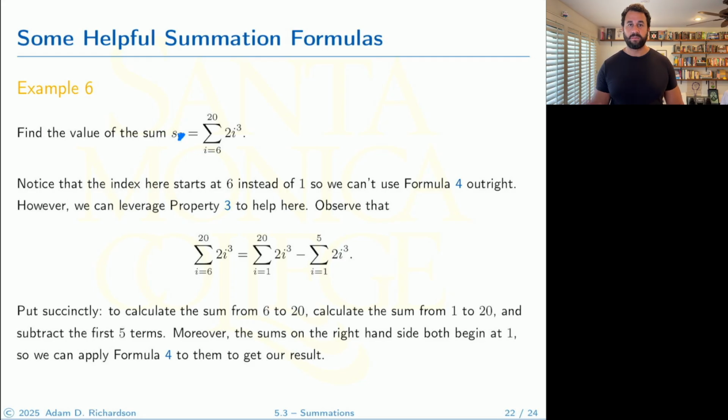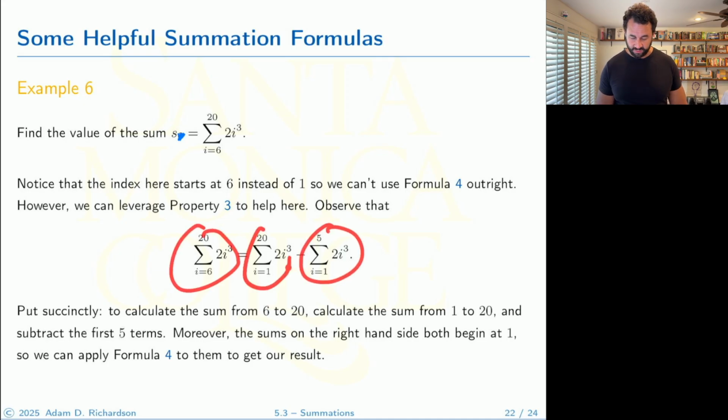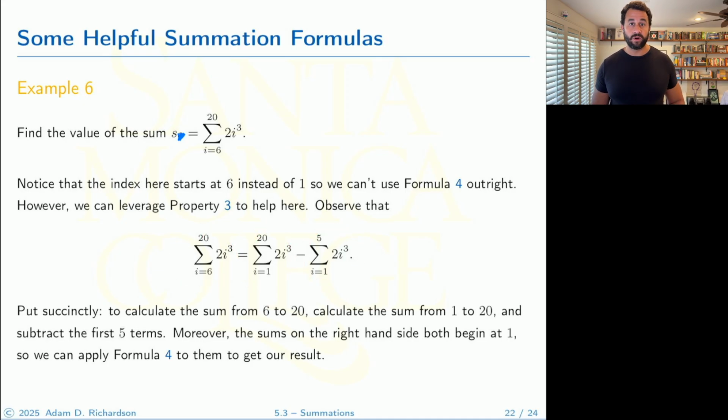Maybe if you want to see a perfect alignment of the structure, you could take this and add it to both sides of this equation, and then you would have this plus this equals that, which is the form of that property that we had earlier, splitting the sum. So, to put it succinctly, if you want to calculate the sum from 6 to 20, do the sum from 1 to 20, and then subtract off the first 5 terms.